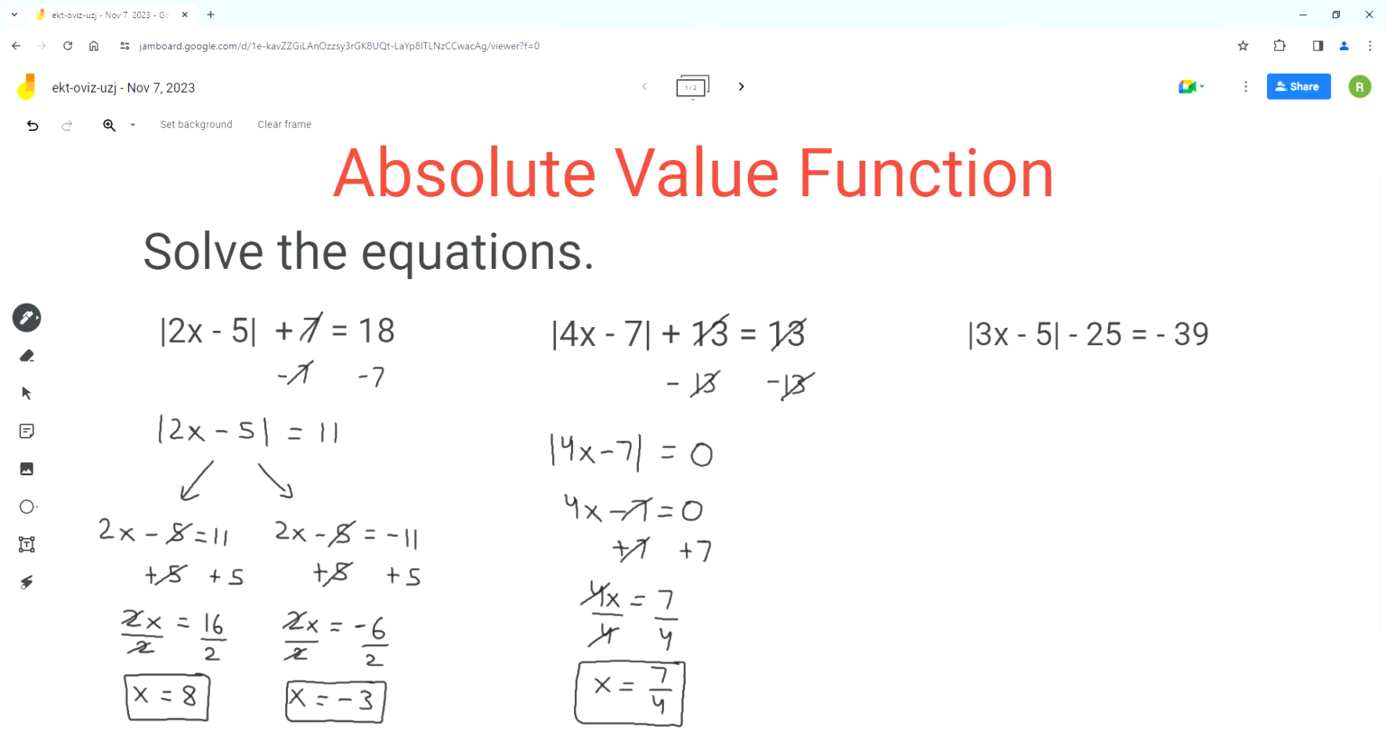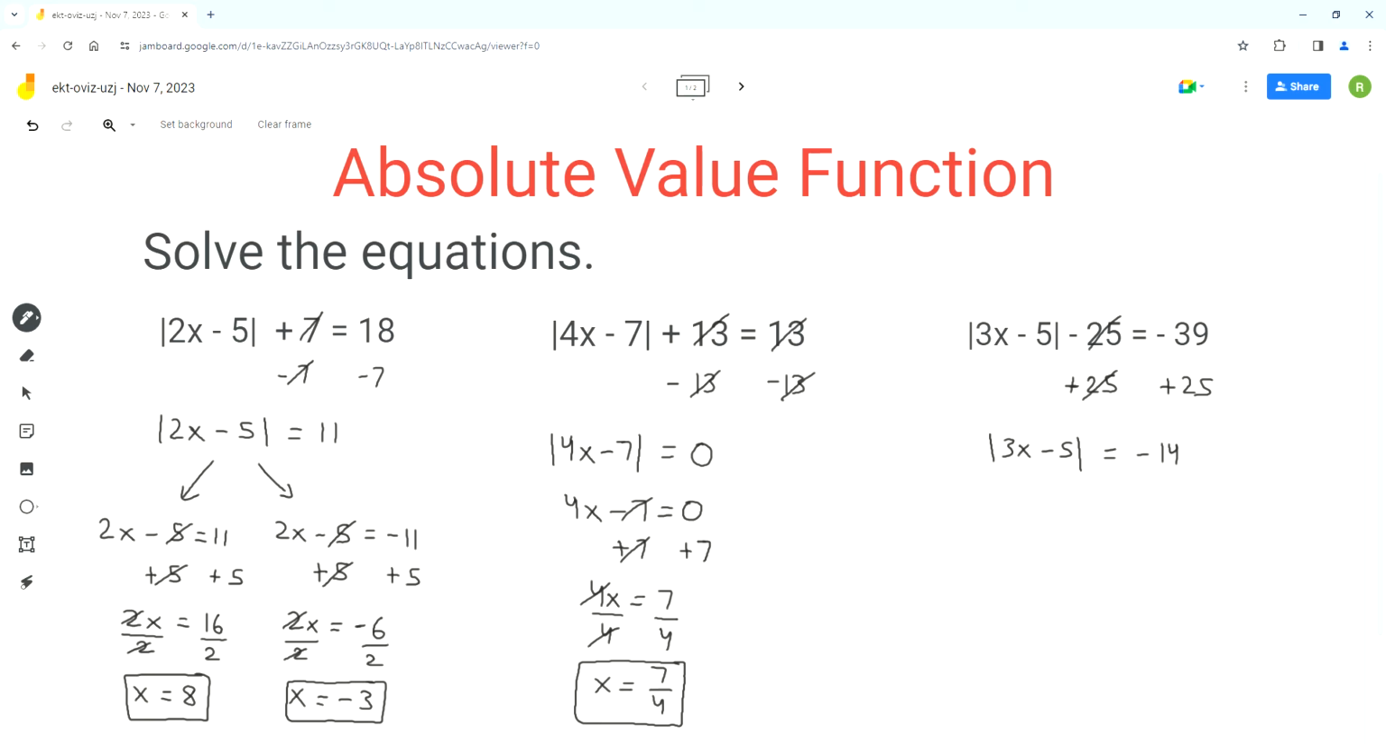Now we can analyze the third equation. We again have to isolate x. First we'll get rid of the negative 25 on the left side, so we should add 25 to both sides. The 25's on the left side cancel each other out. Here we get negative 14, because negative 39 plus 25 is equal to negative 14.